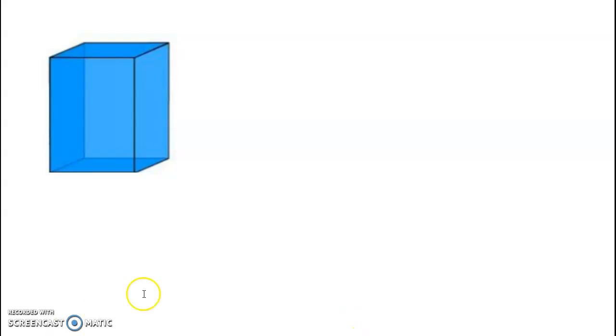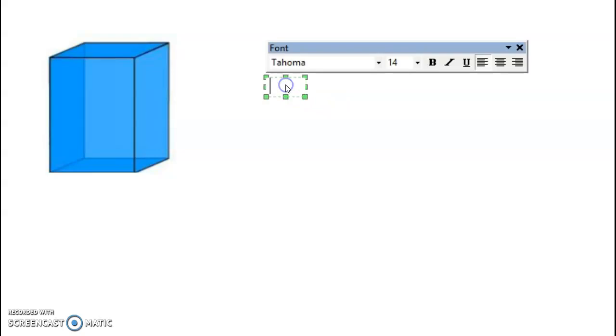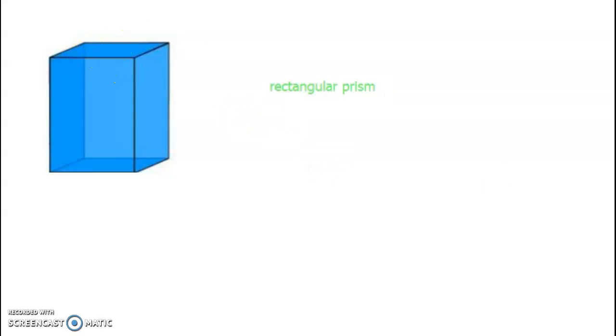Okay, what shape is this one? Take a second to think about it. Let's see if you got it right. Okay, this one is actually a prism because there is not one pointy top. It's flat on the top. And what type of prism? Rectangular, because the front is a rectangle. So rectangular because of the front, and prism because it's a flat top. Okay, clearing that off, we're going to go to the next one.